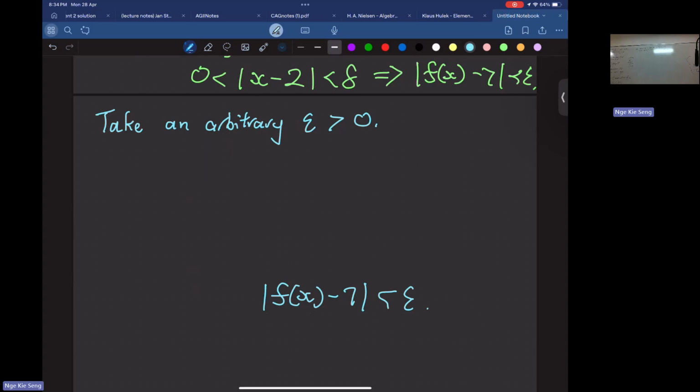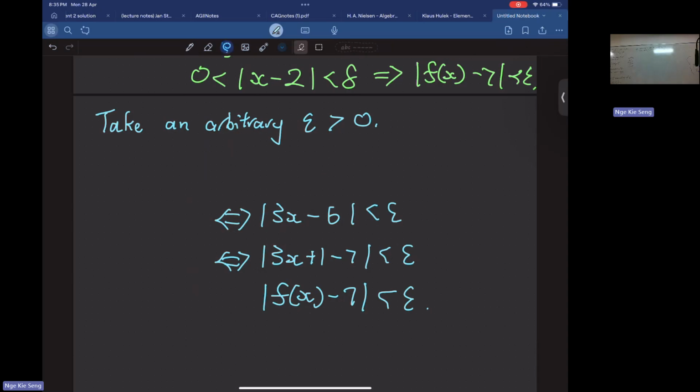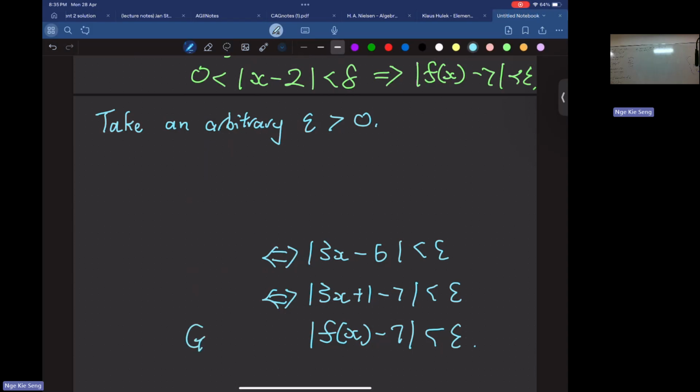But what is f(x) here? Yeah, good. 3x plus 1. So you want to make sure that this is less than epsilon. But if this is less than epsilon, meaning what? 3x minus 6 is less than epsilon. I just simplified. I did nothing special here. Well, you need this to be true. But what's the assumption you can take? Here is your goal.